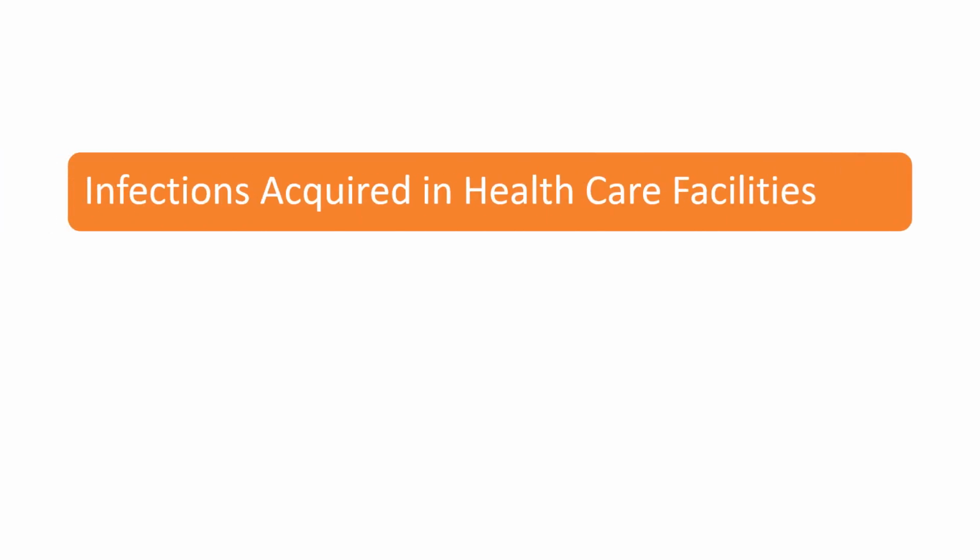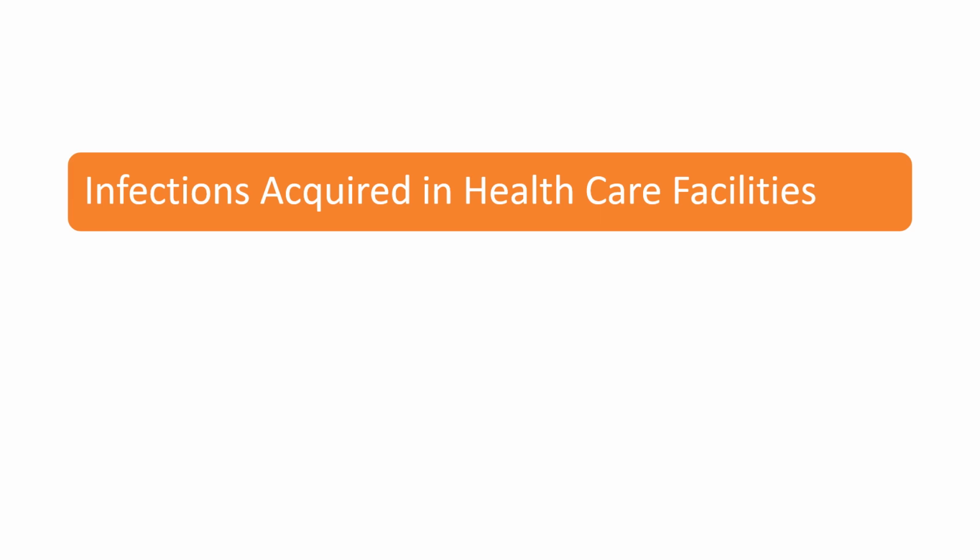Now, the different infections that are acquired in healthcare facilities are called hospital acquired infections. So how do you prevent hospital acquired infections? By surveillance, by prevention and control measures, by isolating techniques, standard precautions, and transmission based guidelines.